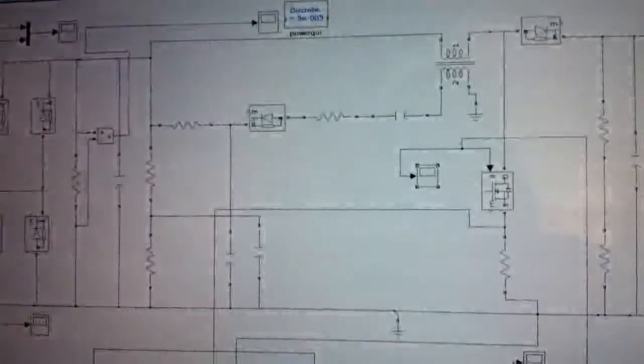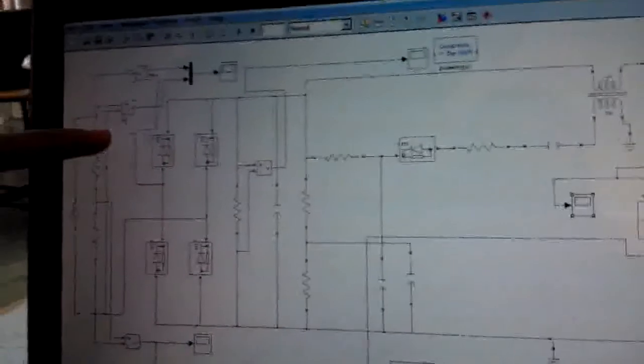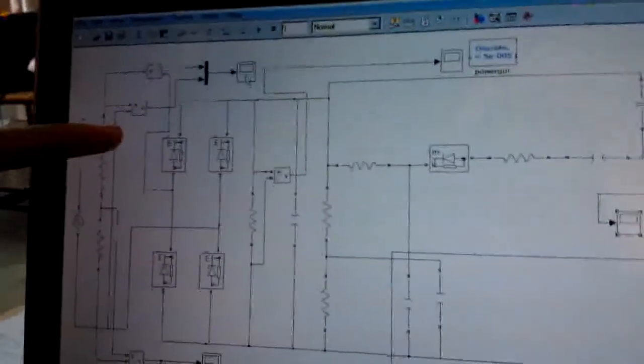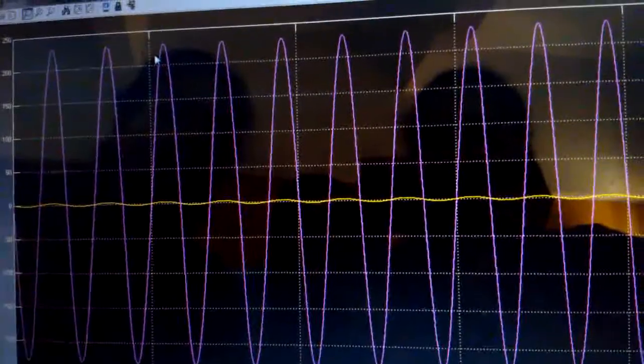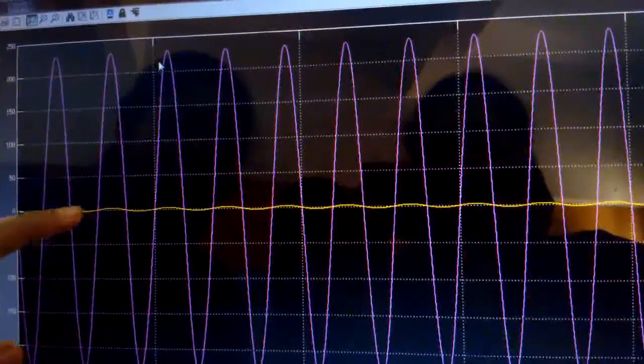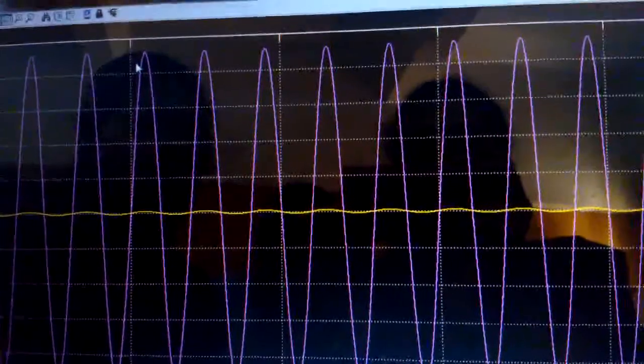Now we can see the input current and voltage waveforms in this scope. Here this is our output voltage and this is our current waveform, which are almost in phase with each other.